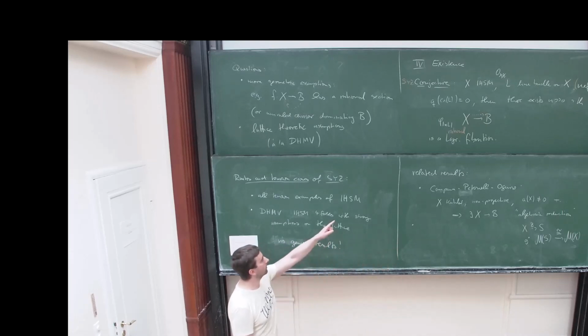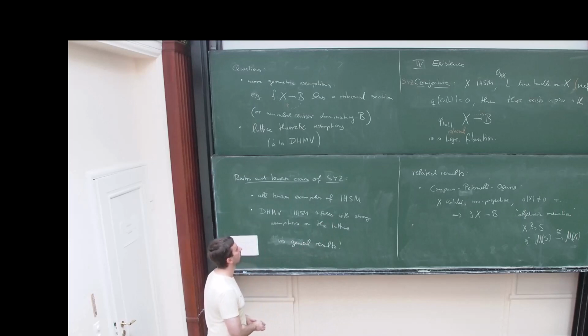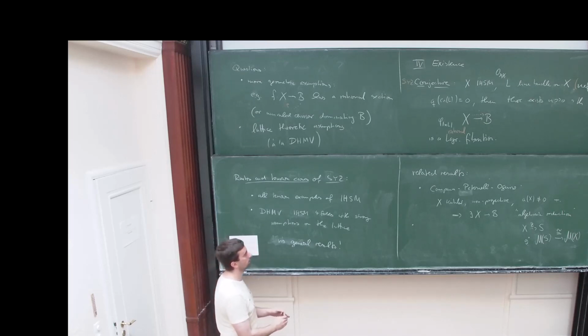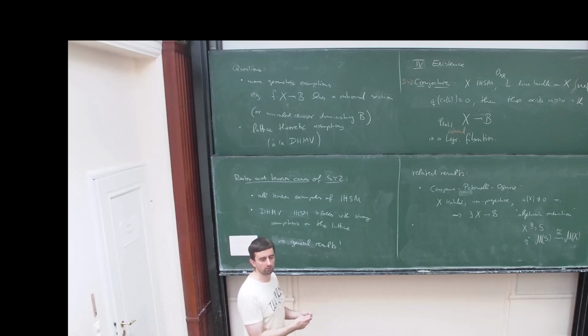Well, in the case of the rational fibration, I don't assume that. But you're right. The right assumption would not just be that q of it is zero, but that you lie actually on the boundary of the positive cone. That's probably the better assumption.